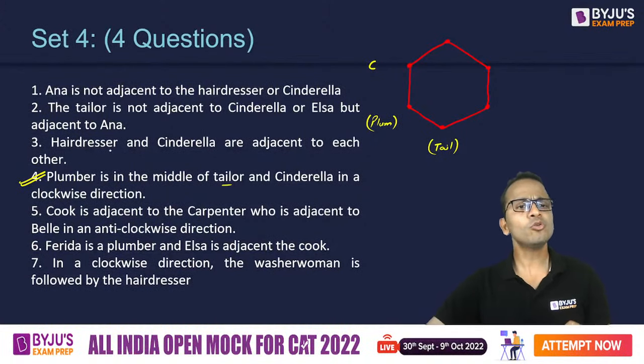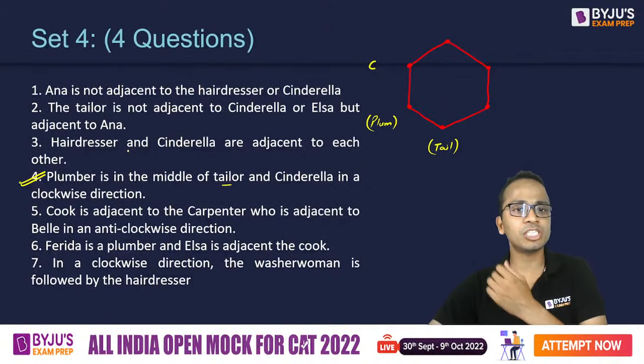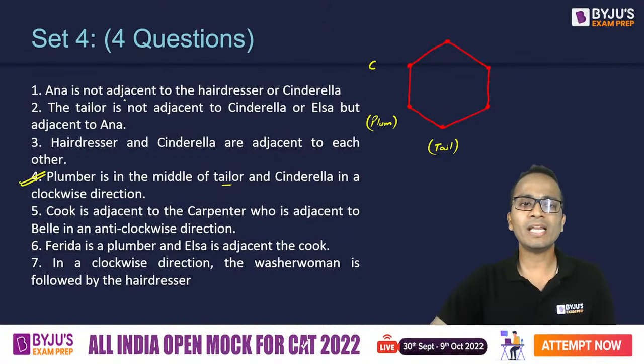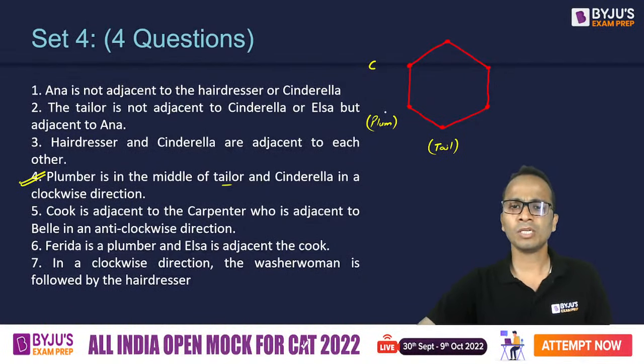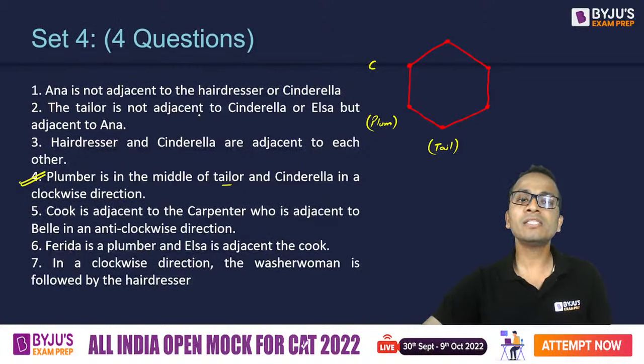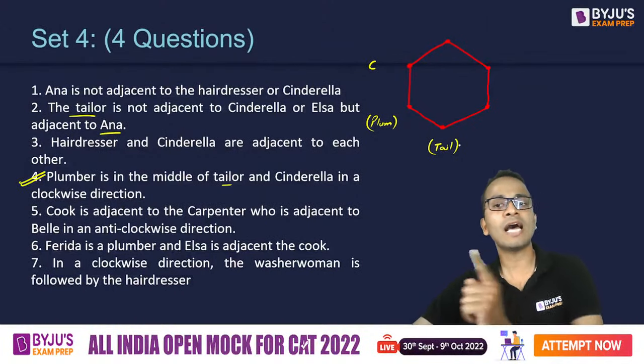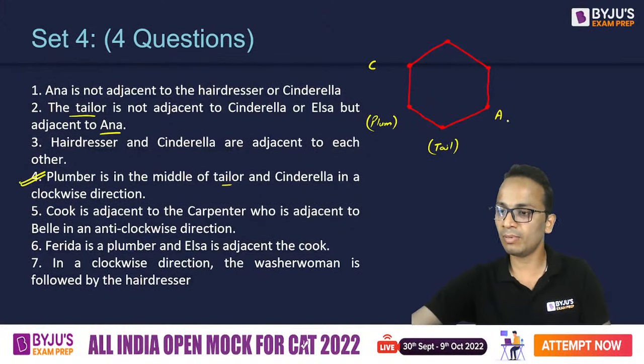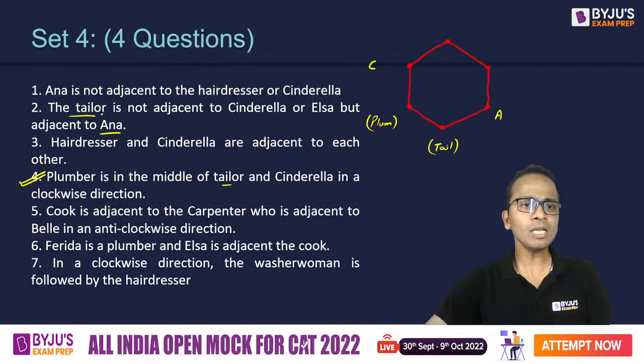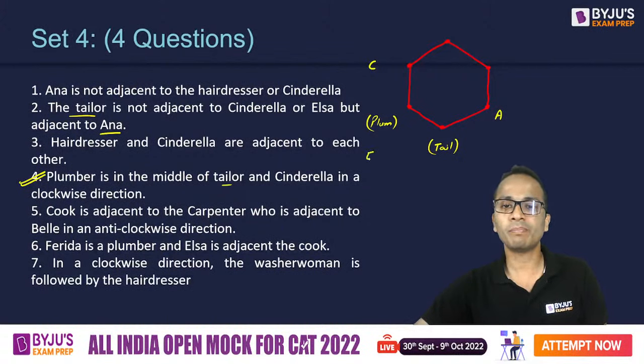All right. Now using any of these, can I, like previous statements, put some more information? So Anna is not adjacent to hairdresser or Cinderella. So Anna is not adjacent to Cinderella. So Anna is not a plumber. Okay? Tailor is adjacent to Anna. Second statement says Tailor is adjacent to Anna. So Anna is not plumber, so Anna will go on the right hand side of the Tailor. So A will come at this position. All right. Now Tailor is not adjacent to Cinderella or Elsa. So Elsa cannot be a plumber. So Elsa will not be a plumber at this place.